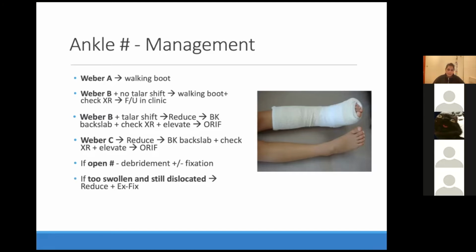And as I mentioned earlier, if the patient is too swollen and is still dislocated, which is confirmed on an x-ray, the best way to keep that ankle in a stable position is to do an external fixation. Sometimes we do have patients who have very unstable ankles that are still unstable in the back slab. So therefore you would do an external fixation, allow the swelling to come down, and then plan for your definitive fixation.